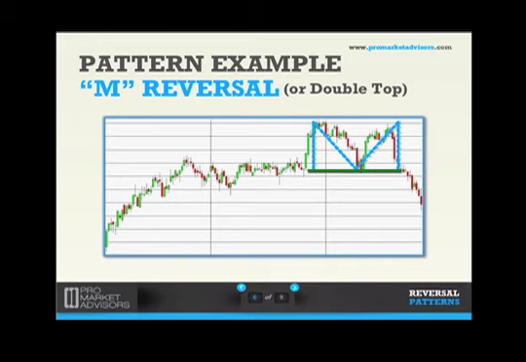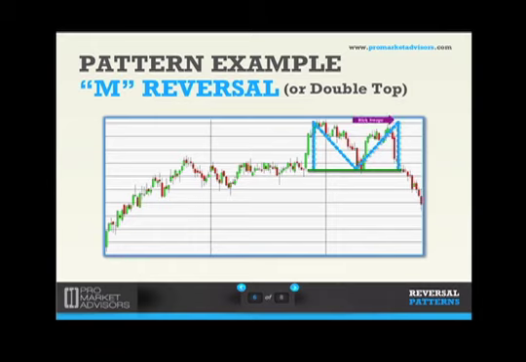Okay, so let's walk through this. We have an uptrend in place. The stock is moving, the price is moving higher. Then we see the price advance. Now, at this point, we don't know that it's forming the M or the double top. What we know is it's moving higher, and it hits a peak, wherever that might be, and starts to move back down. Then it moves up again and reaches a secondary peak that is approximately the same level as the first peak.